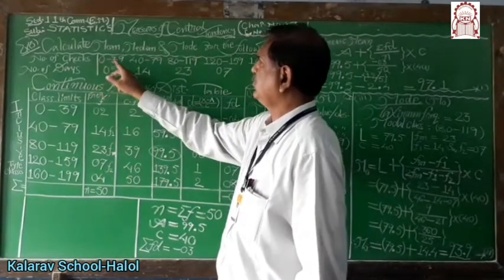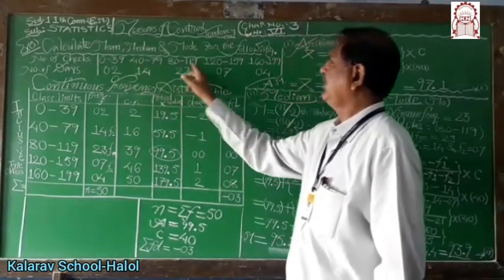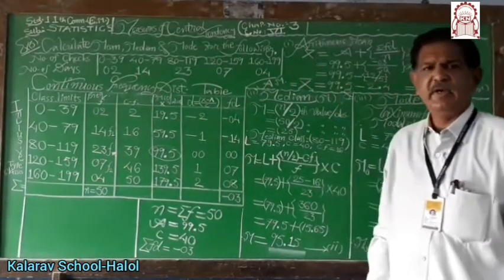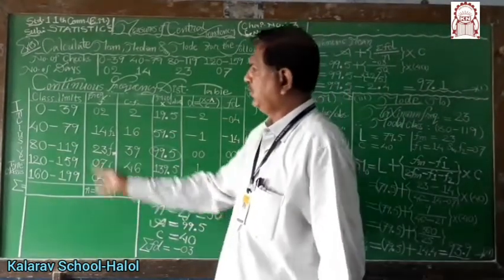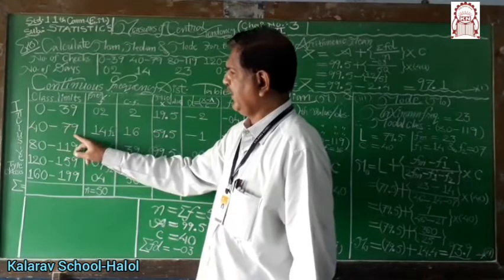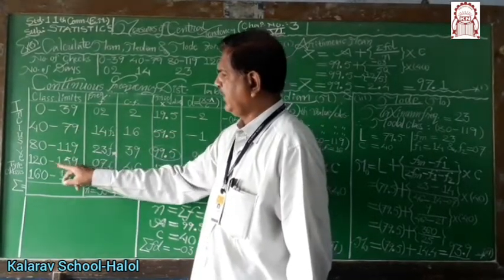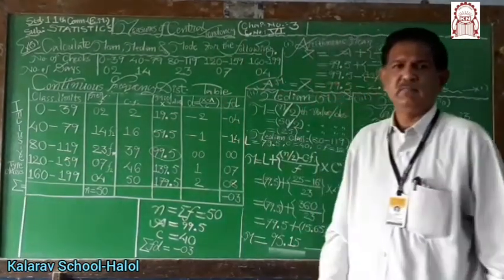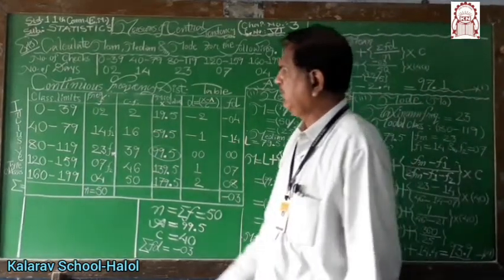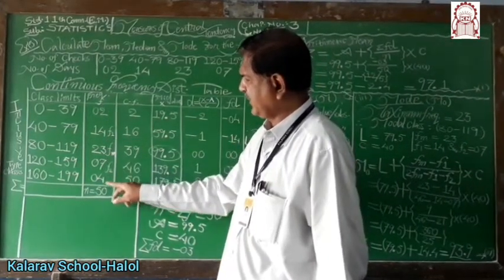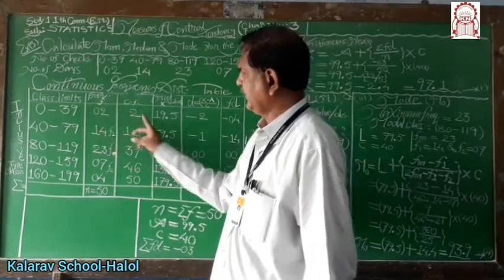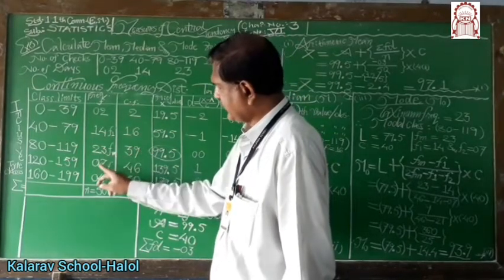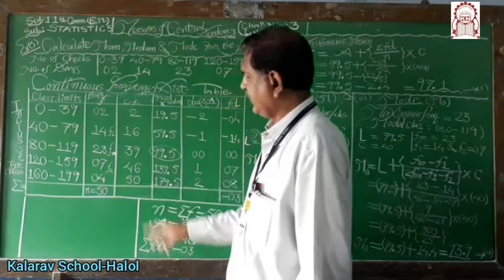Number of checks: 0 to 39, 40 to 79, 80 to 119, 120 to 159, 160 to 199. And the related frequencies, number of days, are 2, 14, 23, 7 and 4. Cumulative frequency: 2 as it is. 2 plus 14, 16. 16 plus 23, 39. 39 plus 7, 46. 46 plus 4, 50.